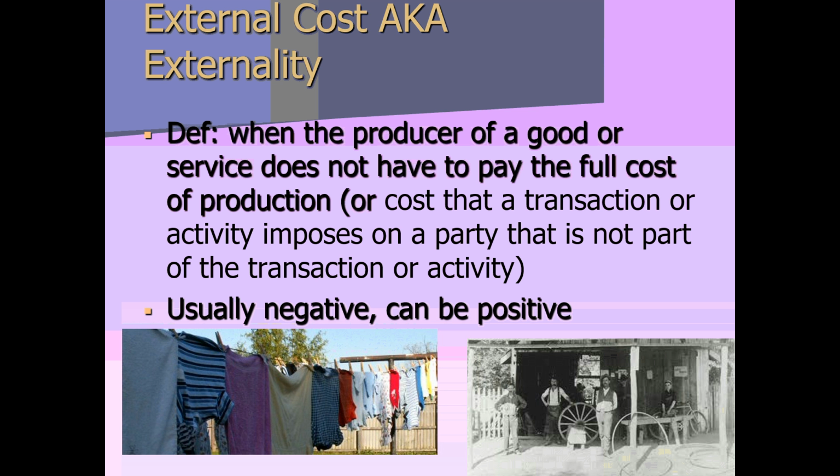So your book gives you an example, and I'm going to give you a bunch, but your book gives you an example. So we have two businesses that are side by side. You can see on the left, that's the drip dry laundry. And then on the right, we have a blacksmith shop.